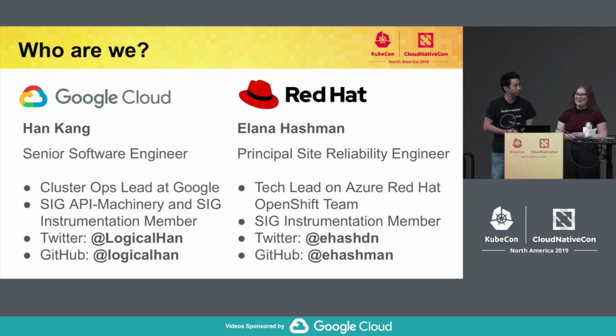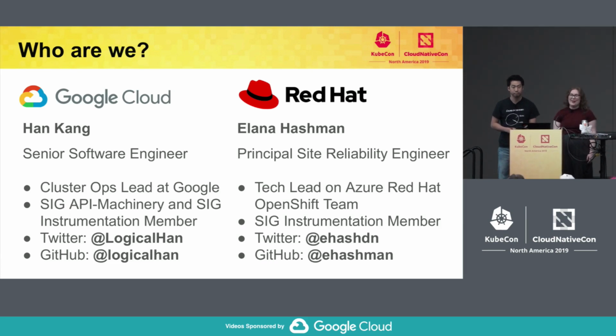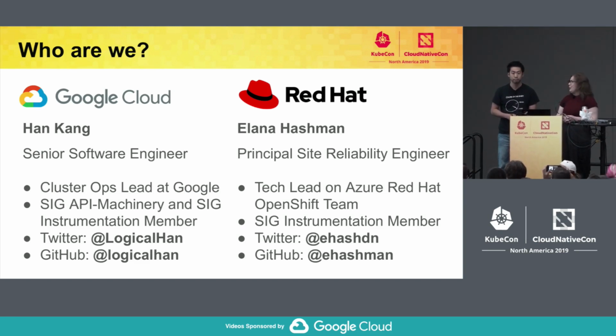And this is Elana. Yep, I'm Elana Hashman. I'm a principal site reliability engineer at Red Hat. I'm currently one of our tech leads on the Azure Red Hat OpenShift team. I'm also a member of SIG Instrumentation since 2018. If you want to tweet at me, my handle is ehashdn, and my GitHub is ehashman.